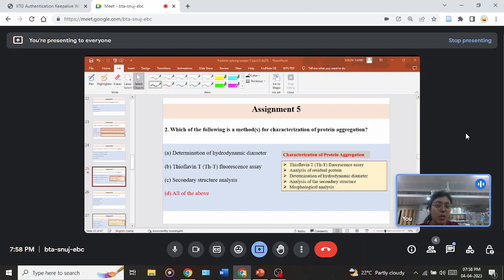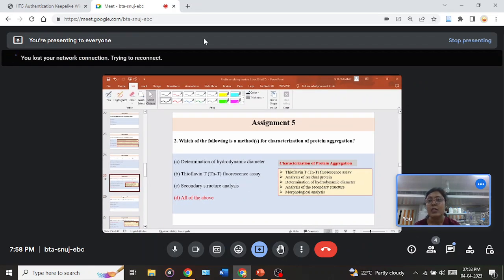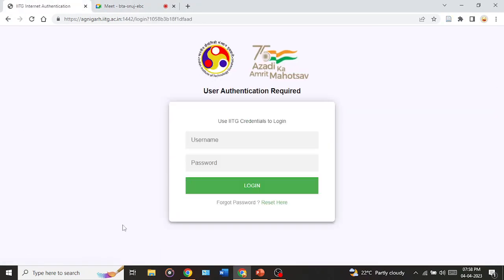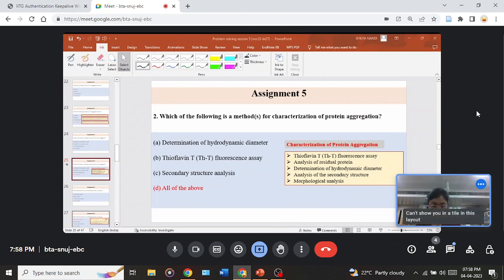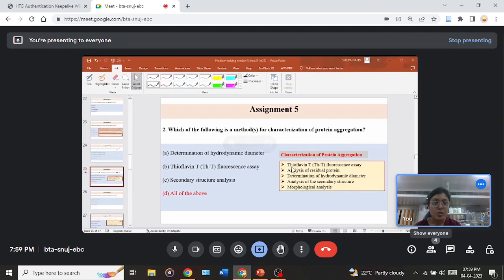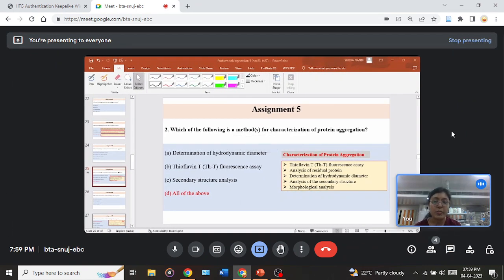Now, I think I already discussed hydrodynamic diameter determination as well as THT fluorescence assay. The secondary structure analysis you can obviously do via FTIR. I already told you that the protein aggregates can be studied using FTIR as well as morphological analysis. I think I lost my connection in between, so we will go back again from the starting.